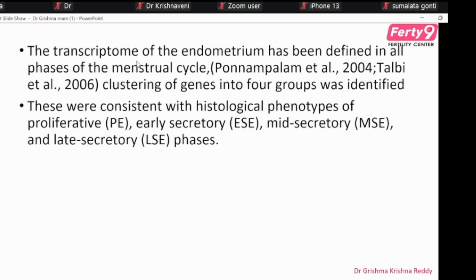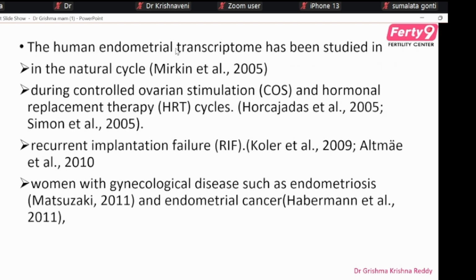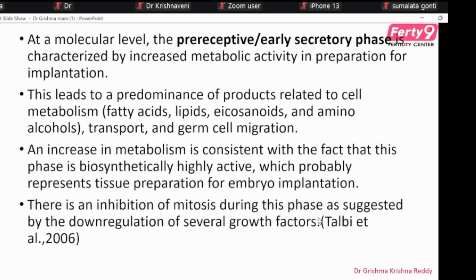The transcriptome of the endometrium has been defined in all phases of the menstrual cycle. Clustering of genes into 4 groups was identified: proliferative, early secretory, mid secretory, and late secretory. The human endometrium transcriptome has been studied in the natural cycle, during ovarian stimulation and HRT cycles, in recurrent implantation failure, and in women who have endometriosis, cancers, or endometritis.